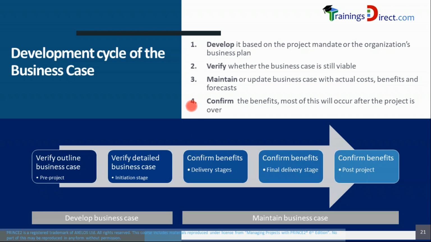In agile projects, it is possible that benefits are happening during the project also. However, in traditional waterfall projects, most of the benefits happen after the project is closed. So as you can see in this picture, confirmed benefits is shown clearly happening in all the delivery phases or stages, including the last stage as well as post-project. For the post-project, the maintenance will not be done by the project management team, but maybe someone from operations or maintenance organization.